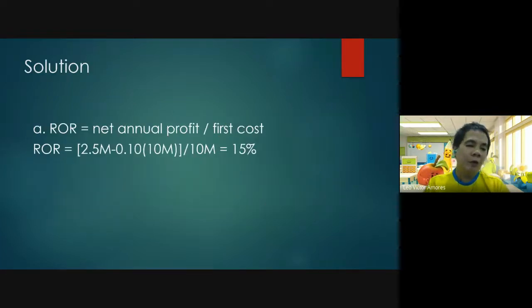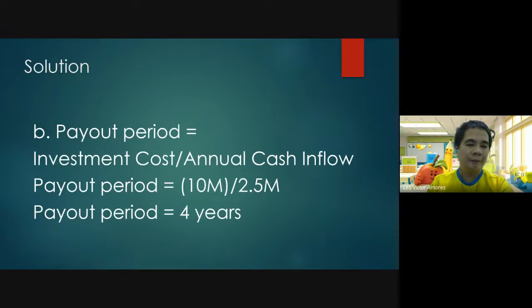So, by formula, net annual profit, that would be annual revenue minus the maintenance cost na 10% divided by 10M, that is equivalent to 15%. Payout period, sad, when it comes to payout period, revision lang on the formula, that is investment cost over the annual cash inflow. Okay? So the investment cost is 10 million and the cash inflow is 2.5 M. So regardless of the recurring cost or maintenance, no? So payout period or the return of my investment would be exactly 4 years basing only on my cash inflow.